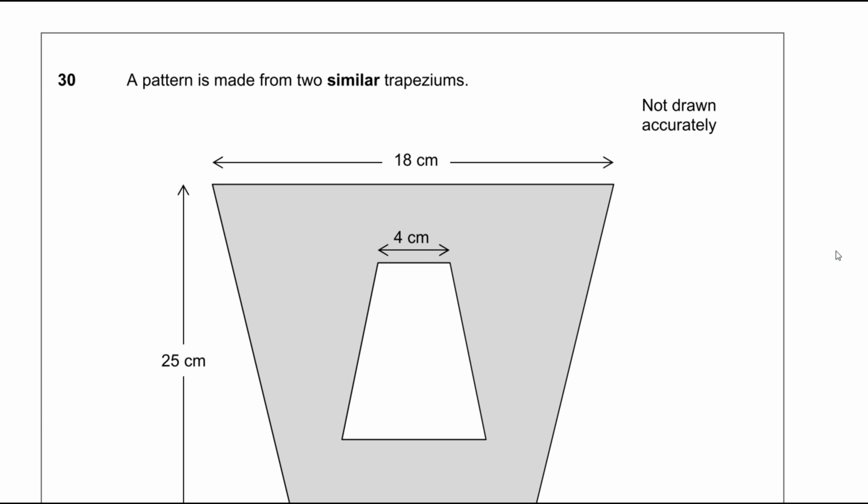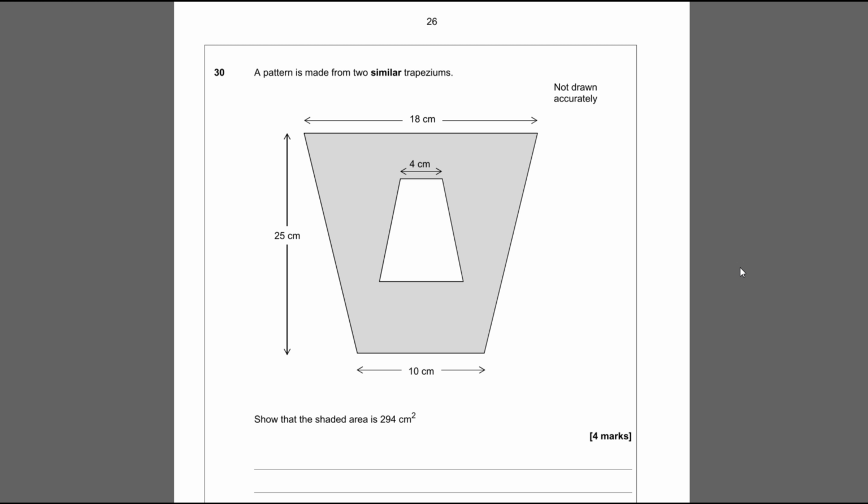Question 30. It's the end of the questions of this paper. Are you feeling good? So a pattern is made from two similar trapeziums. Let's see the pattern, and show that the shaded area is 294 centimeters squared. Before we can calculate the area of the shaded part, we need first of all the measurements. For the big trapezium, we have all the measurements, but with the small trapezium, we only have one, which is the short side. Now we need to find this.